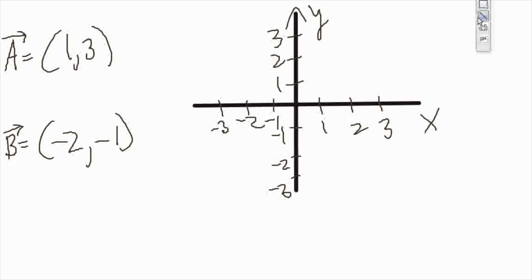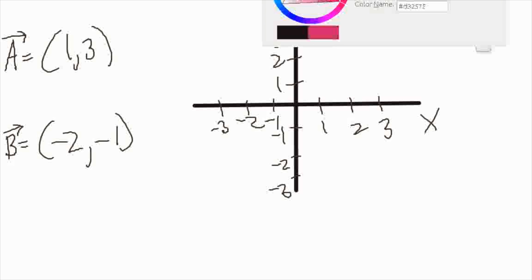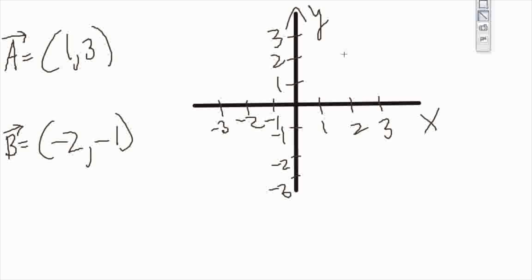Alright, so here I go. I will now draw it. So the A vector starts from the origin to the point (1, 3). So it's going to look something like this. And the B vector starts from the origin and goes to the point (-2, -1). So that's going to look something like that.